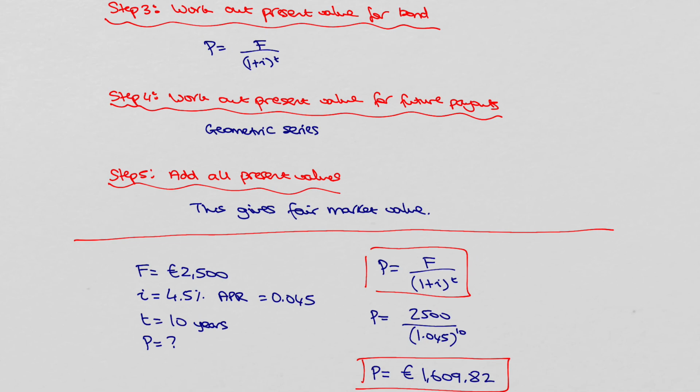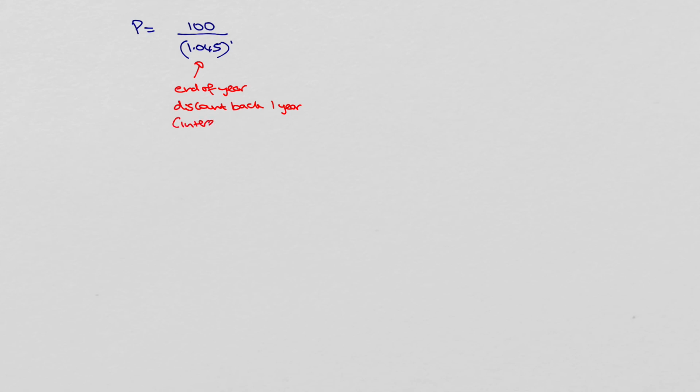We now need to work out the present value for all of the future payouts. So we have €100. So we would say P is equal to, well, the first €100 has to be discounted back 1 year because it went in at the end of the year. So as we said, it has to earn interest. So we're discounting back 1 year. So interest applies.